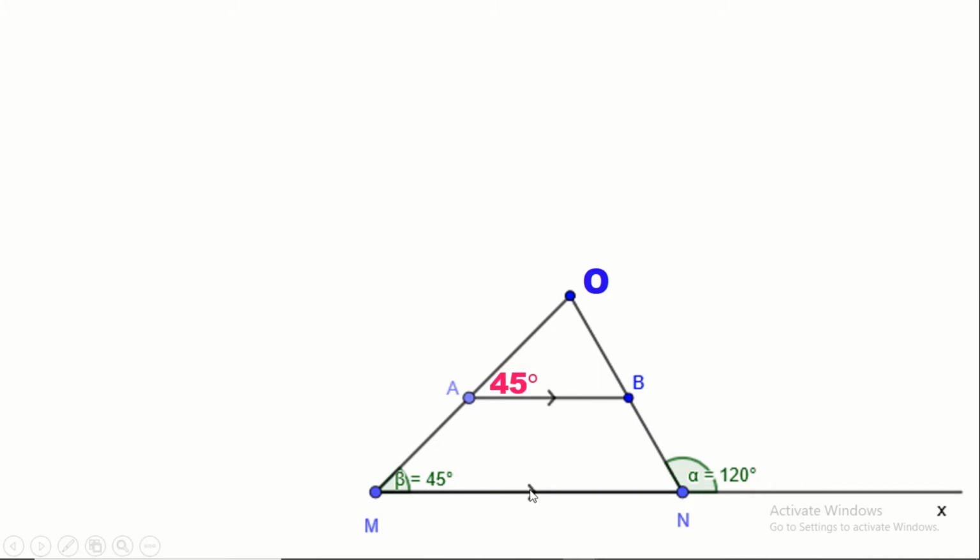Since we have parallel lines, then we can talk about alternating or corresponding angles. Also, we have this angle is 120 degrees, then its supplement is 60 degrees. Now we can say that also these two angles are corresponding angles. They are equal to each other, so the second one is 60 degrees. Now we can say that angle OBA is equal to the angle ONM equals 60 degrees.